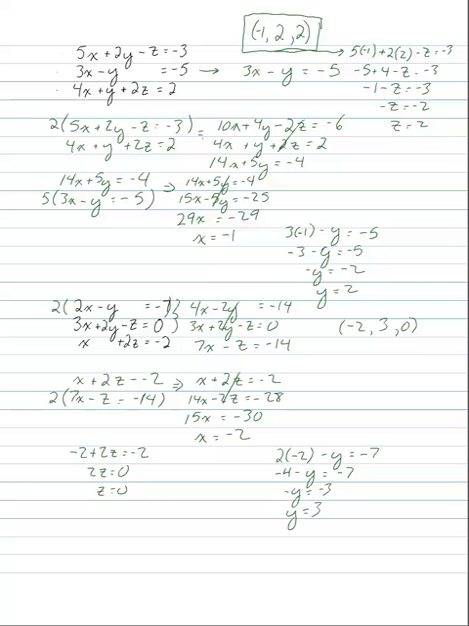Okay, so again I should check. My first equation would be 2 times negative 2, negative 4, minus 3 is negative 7, that should work. Second equation, 3 times negative 2 is negative 6, plus 2 times 3 is positive 6, that's 0, minus 0 is 0. And third equation, negative 2 plus 0 should be negative 2. So they should work, and that should be my answer.